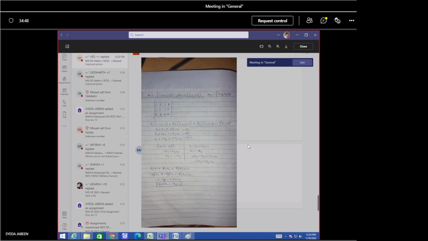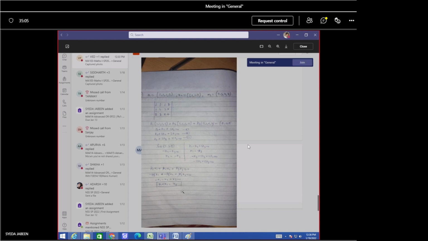समझ में आया हम जो बोले? Got it? Yes. You take K3 as common, then you write K3 into x1 minus x2 plus x3 is equal to 0. Then you write, since K3 is not equal to 0, so the inside term is equal to 0 and you get the relation. Okay.